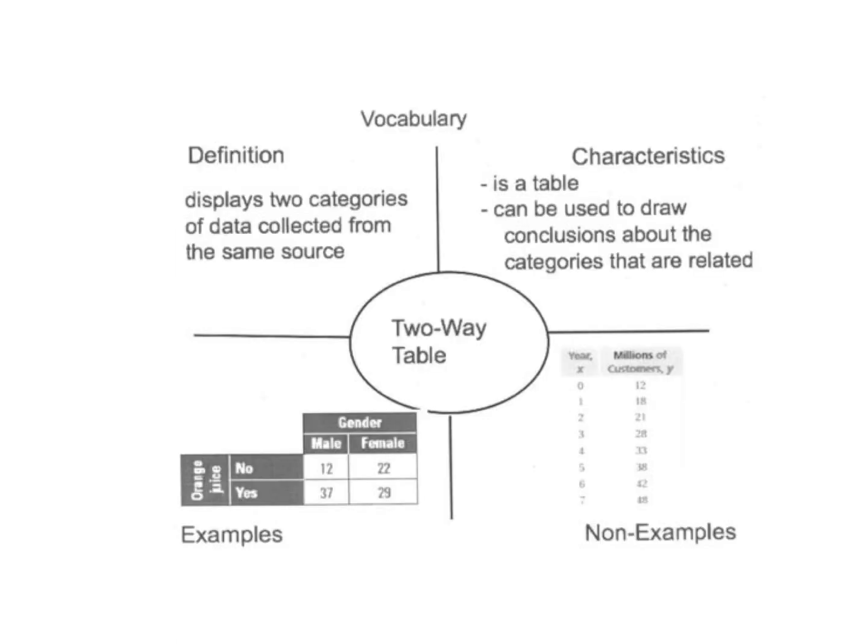And we'll talk about totals a little bit further when we start doing examples. On the back side of the two-way table notes, so that's the other piece of paper, we have two-way tables. The definition: it displays two categories of data collected from the same source. Go ahead and write down that definition in this area of your notes. And then we need the characteristics. It is a table. It can also be used to draw conclusions about categories that are related. So go ahead and write down the definition and characteristics.